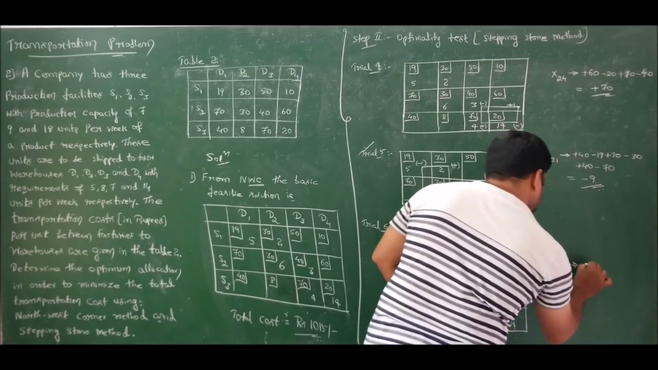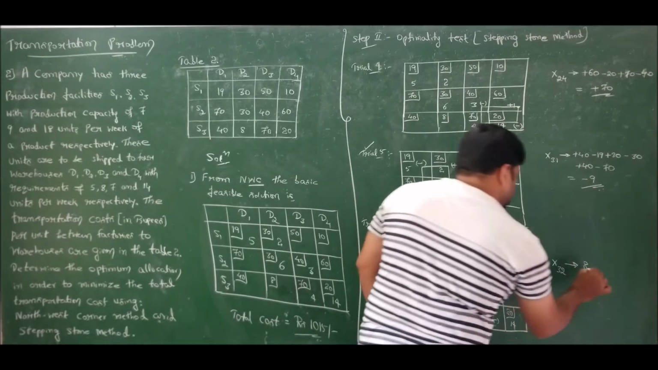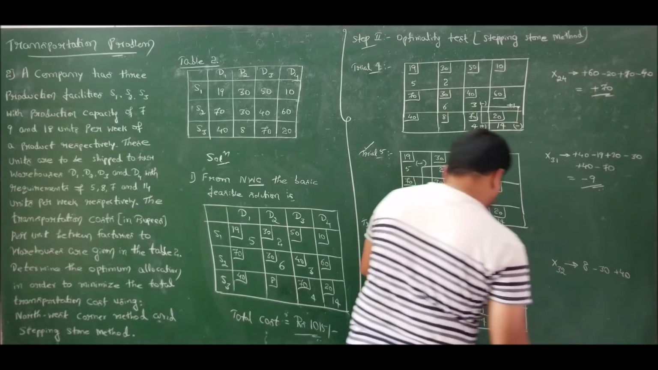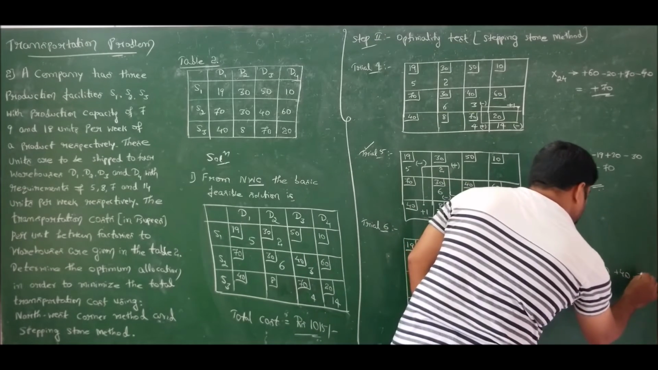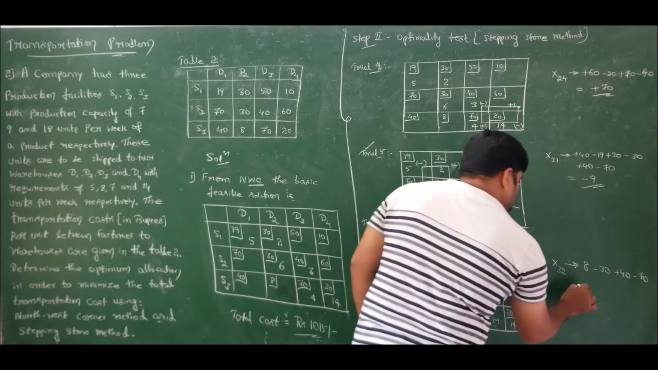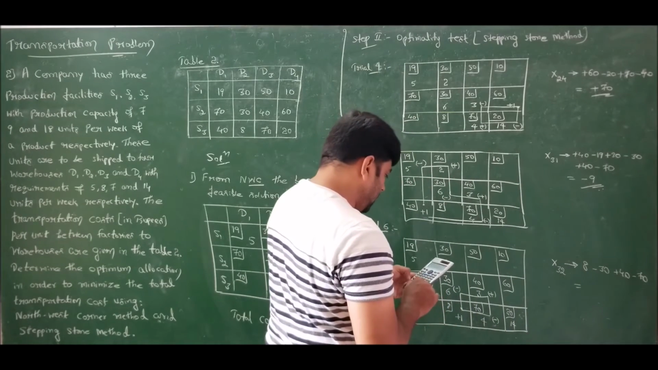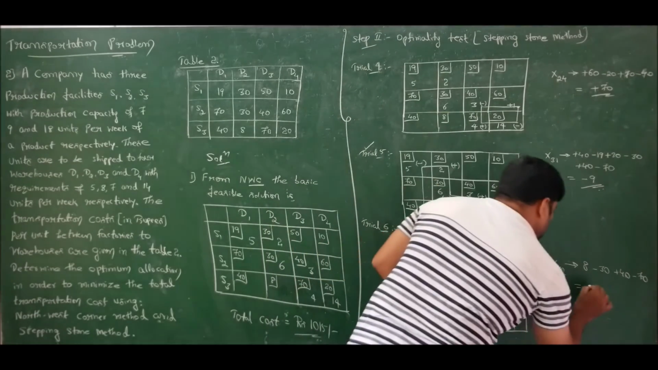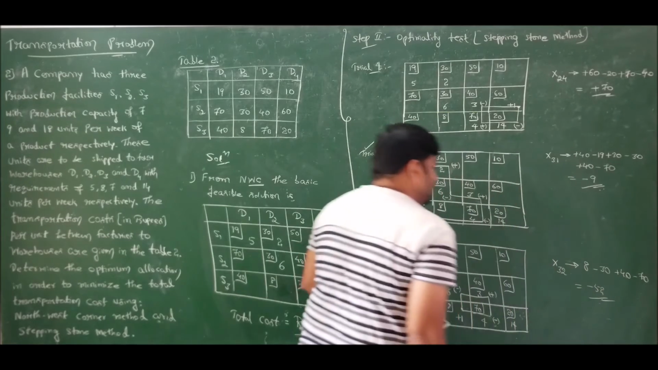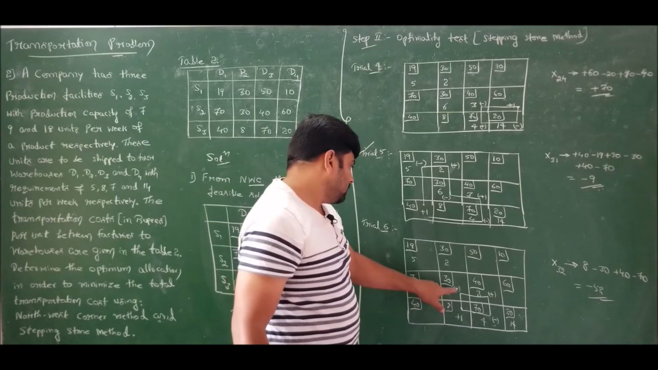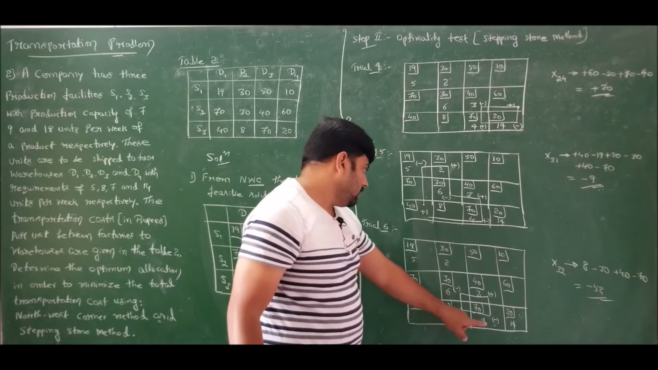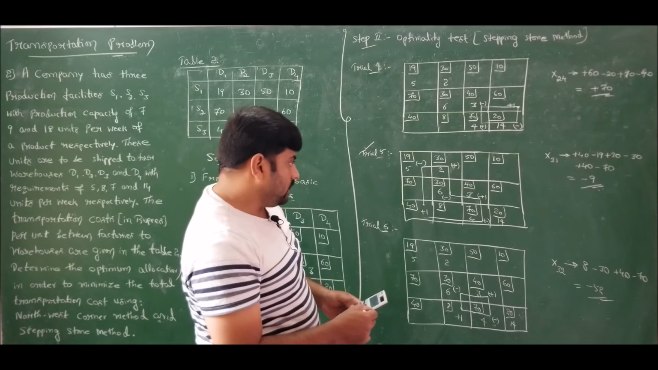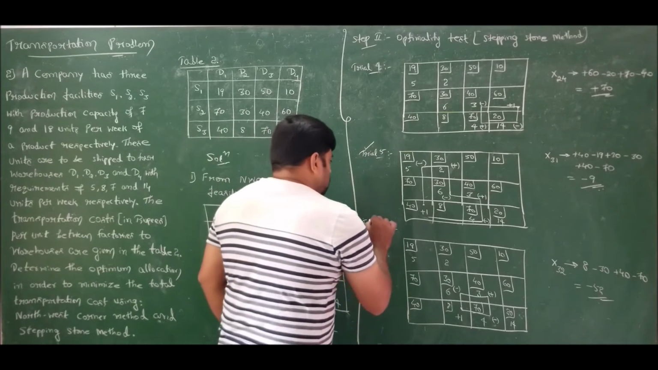We have plus 8, then we have minus 30, plus 40, minus 70. So we have 8 minus 30 plus 40 minus 70. So minus 52. So this is also desirable.